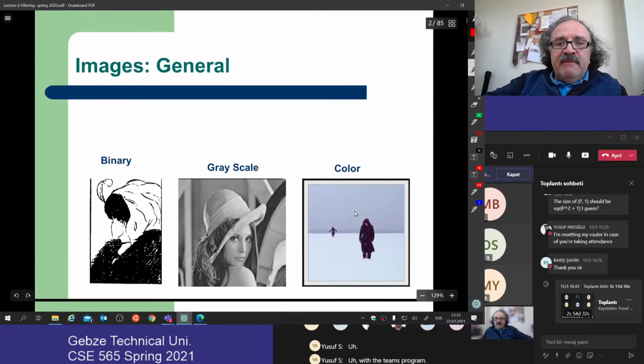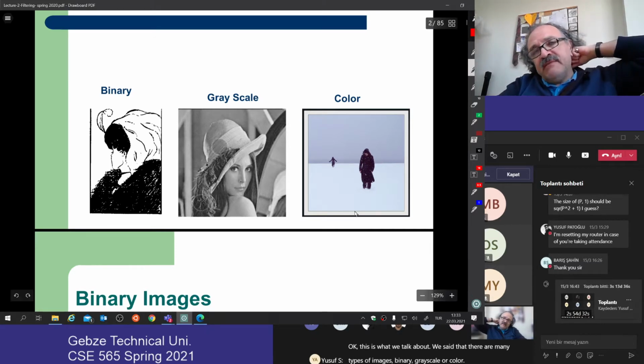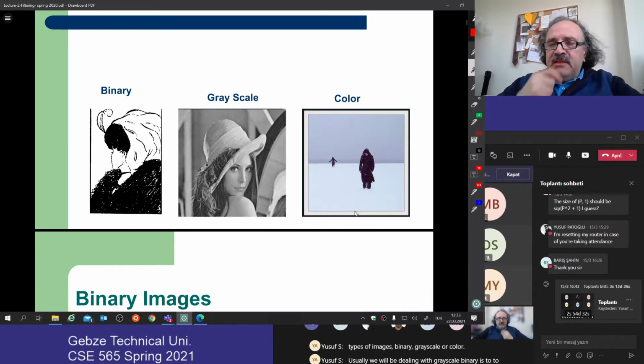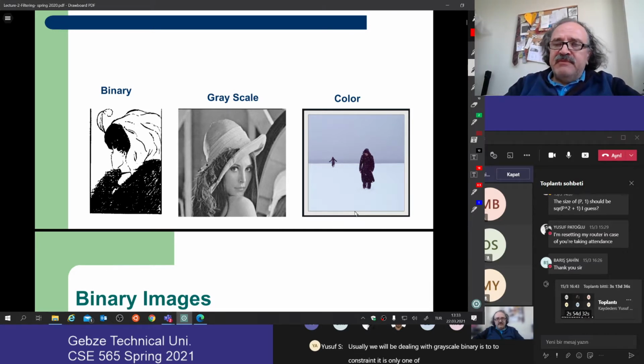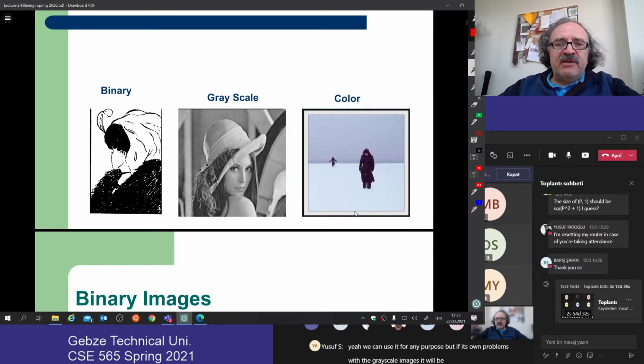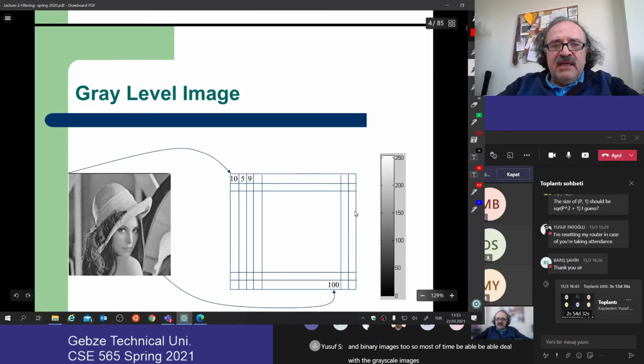Okay, this is what we talk about. We said that there are many types of images: binary, grayscale, or color. Usually we will be dealing with grayscale. Binary is too constrained. It is only 1 or 0. Color is very general purpose. We can use it for any purpose. But if we solve problems with grayscale images, it will be applicable for both color and binary images too. So most of the time we will deal with grayscale images, and we talked about these last time.